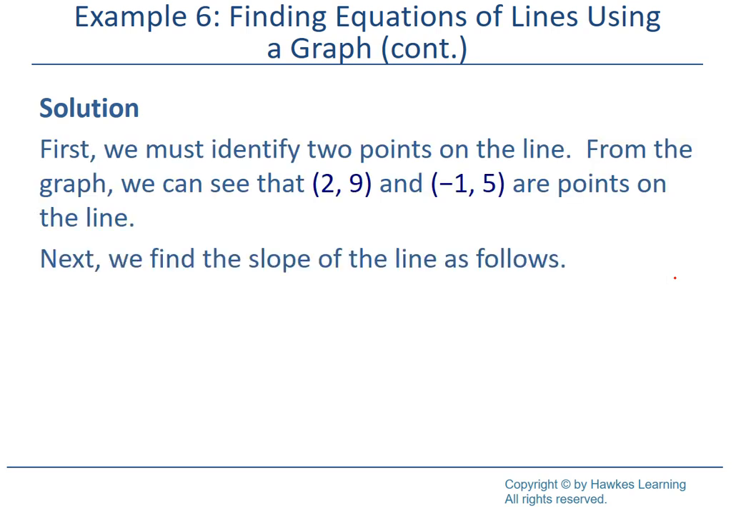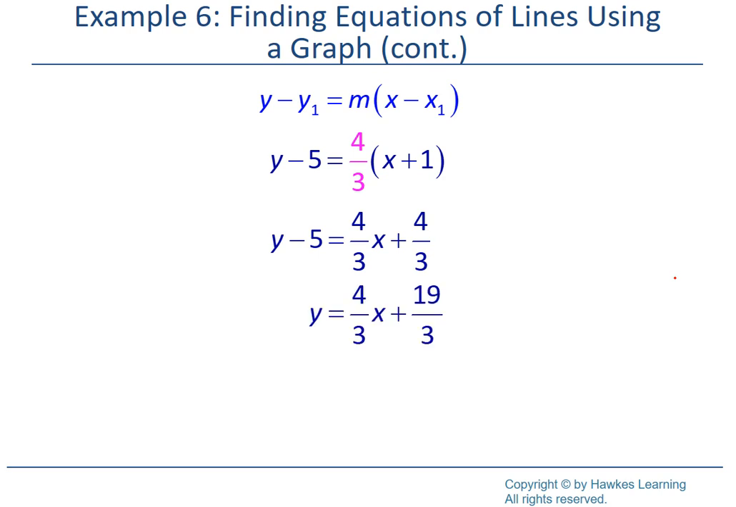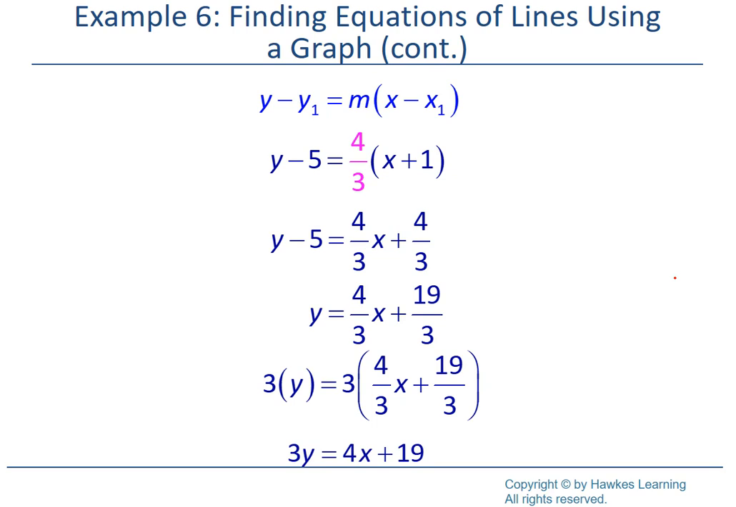There are some points they're giving. And again, we said it was 4 over 3. And then you could use either of the points in the point-slope form. So we're getting a lot of practice here. And then that is what the equation would look like. Wow. And there it is in standard form.